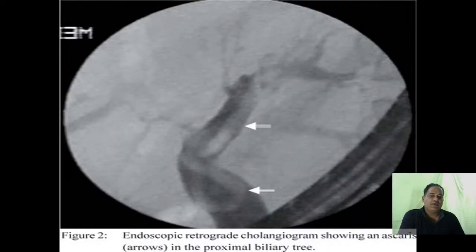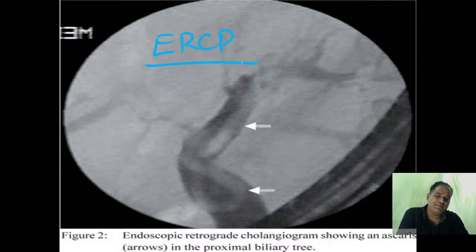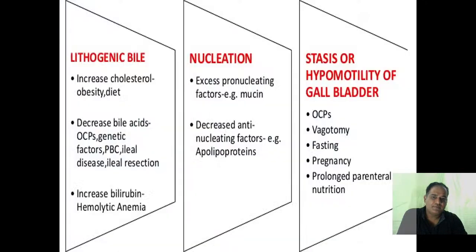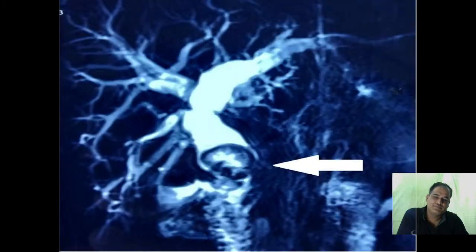See, this is how the ascaris looks on ERCP. Linear opacity. Now, these are the different causes which form gallstone. Now, you see, this is a gallstone. This is seen on MRCP.